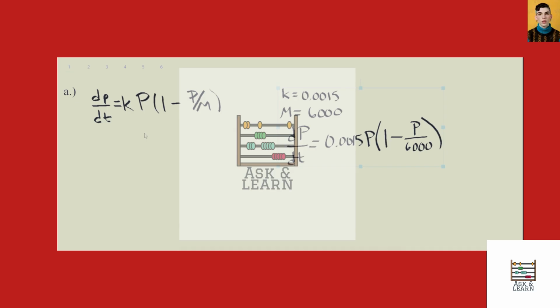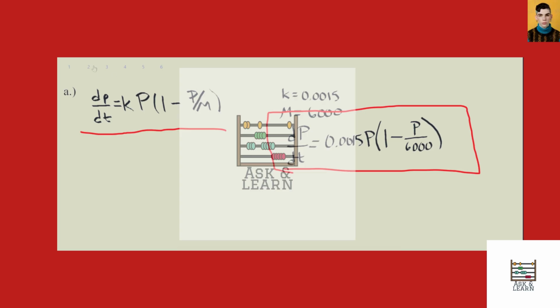All right, so this problem asks us to suppose that a population grows according to a logistic model with carrying capacity 6,000 and k equals 0.0015 per year. So part A, they want you to write a logistic differential equation for this data.